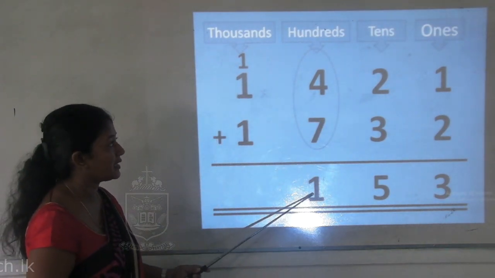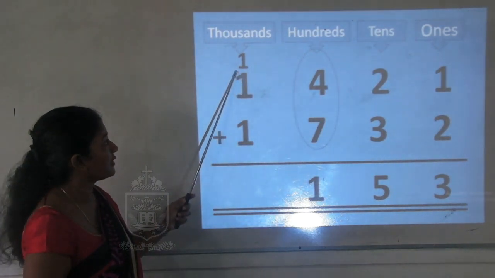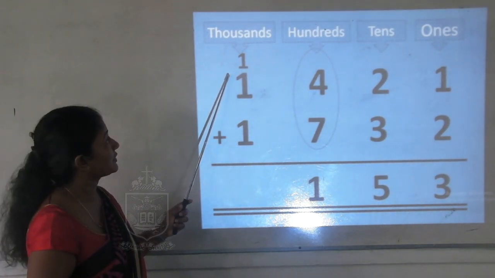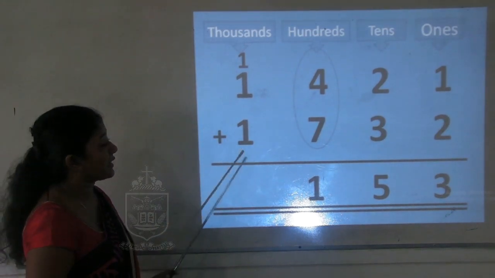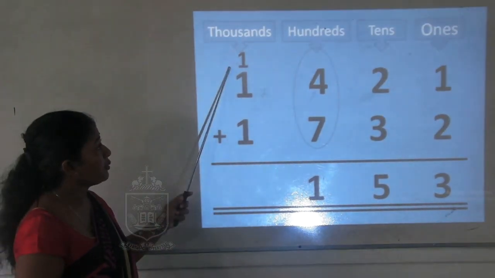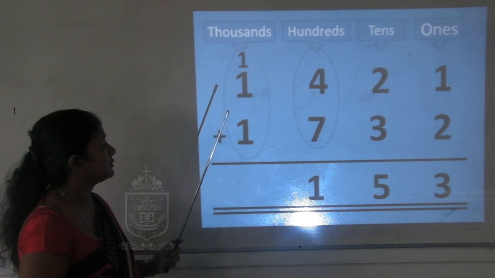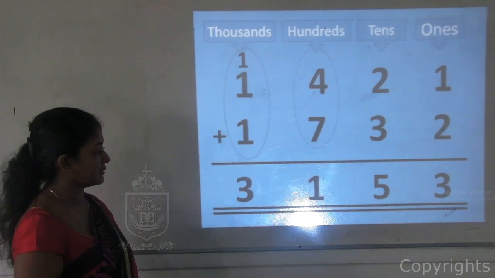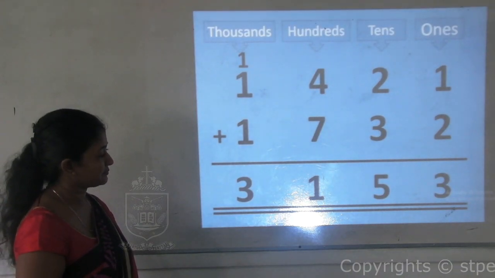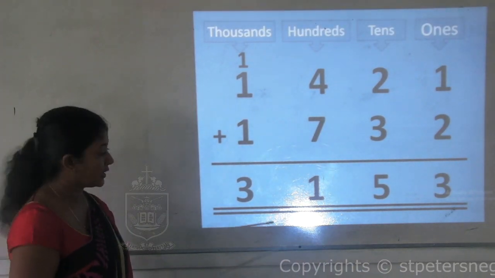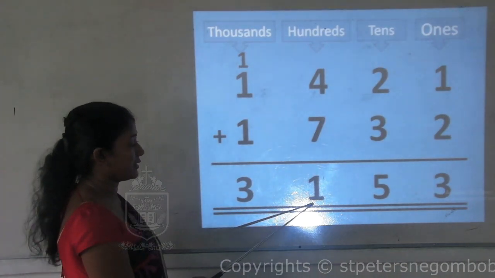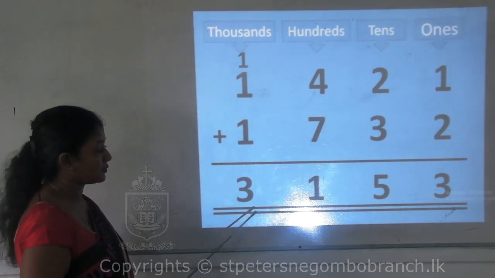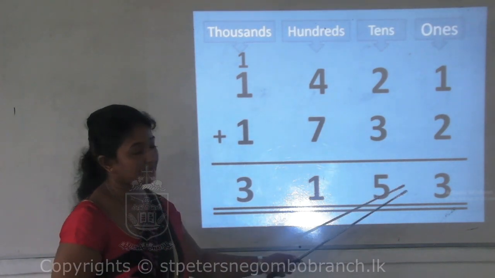Now it's clear there's only 100. We take the 1000 to the other place, that means the 1000 place. Let's add these three digits. 1 plus 1 plus 1. What is the answer? 3. The answer is 3. Shall we read the answer? 3153. The answer is 3153.